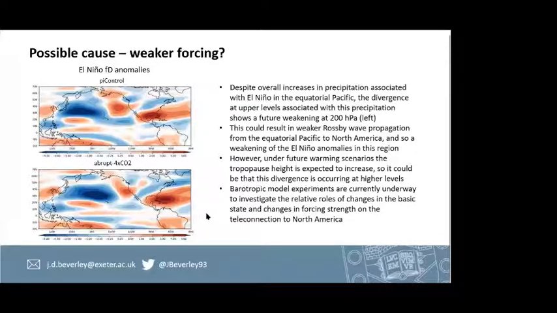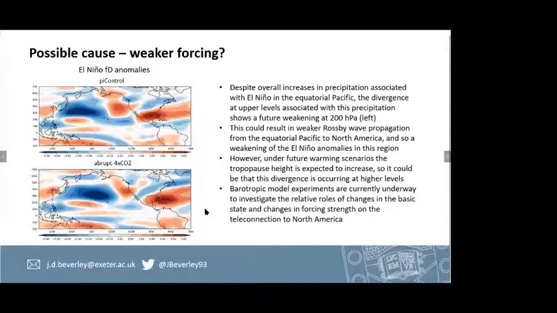However, in a warmer world, we also expect the tropopause's height to increase. So the main divergence may simply be occurring at high levels in the atmosphere. To try and investigate this further, the work I'm doing at the moment involves using a barotropic model with a combination of different forcings and basic states to see what the impact of changing only the forcing or changing only the basic state has on the teleconnection to North America.